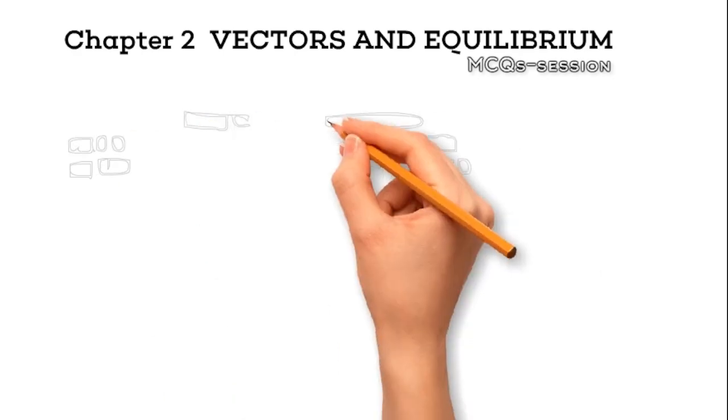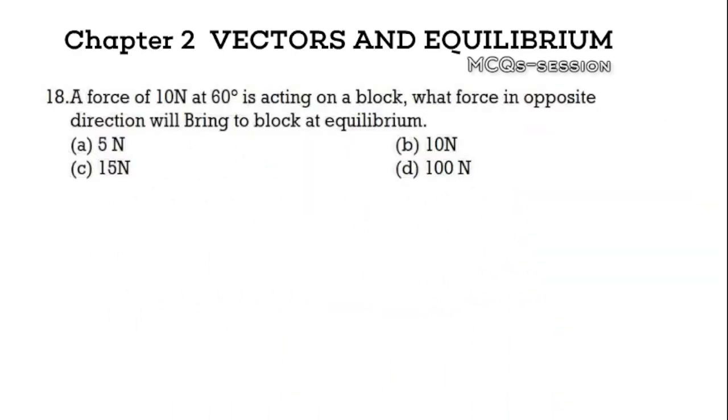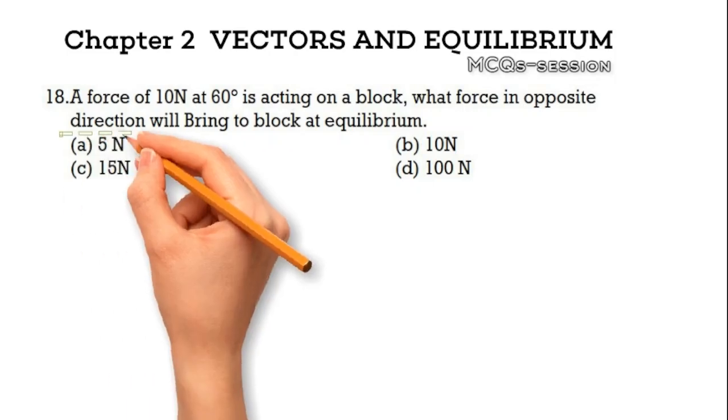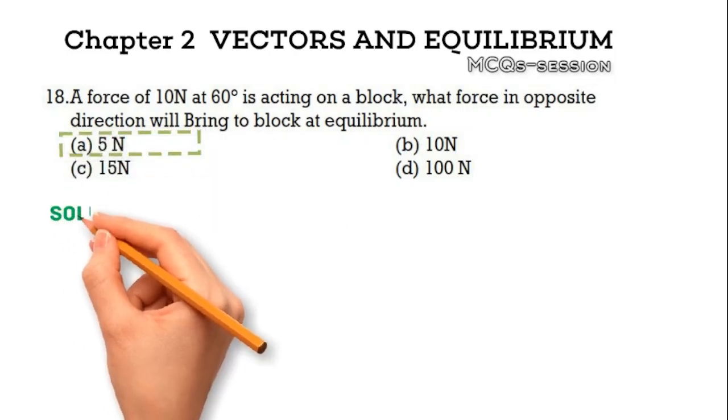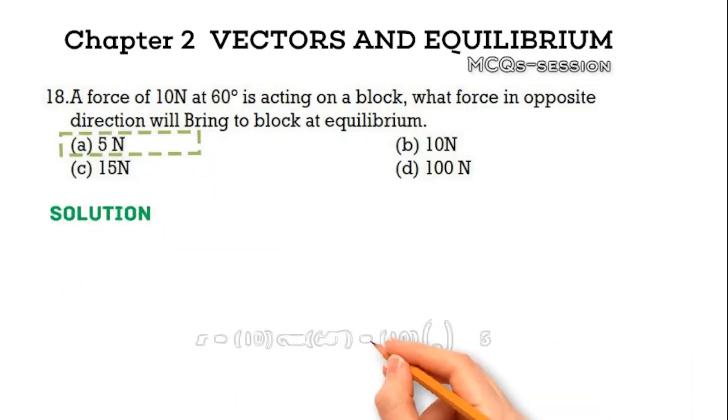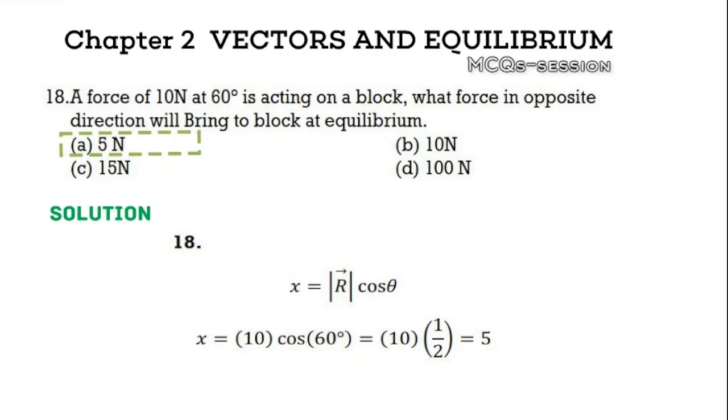Question 18. A force of 10 newtons at 60 degrees acts on a block. What force in the opposite direction will bring the block to equilibrium? Options: A, 5 newtons, B, 10 newtons, C, 15 newtons, D, 100 newtons. Pause here and take your best guess. The correct answer is A, 5 newtons. Explanation. For equilibrium, we need a component that cancels out the original force's component. Therefore, the x component is equal to the following; putting in the values and simplifying, we get 5 newtons.